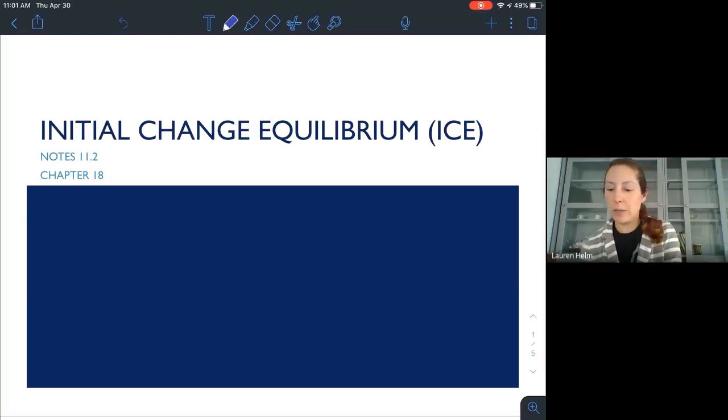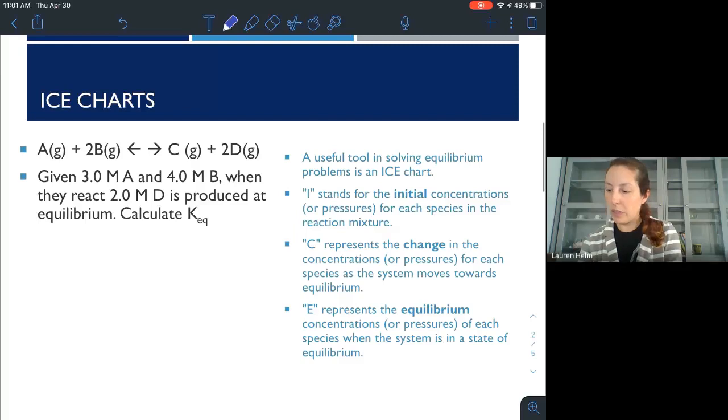So let's talk about what most chemists call an ICE chart or a RICE table. This is a tool for helping us solve equilibrium problems. It allows us to look at initial conditions and find out equilibrium conditions by looking at how it changes in the process. So let's start with a really generic sample to get an idea of how a RICE table or ICE chart works.